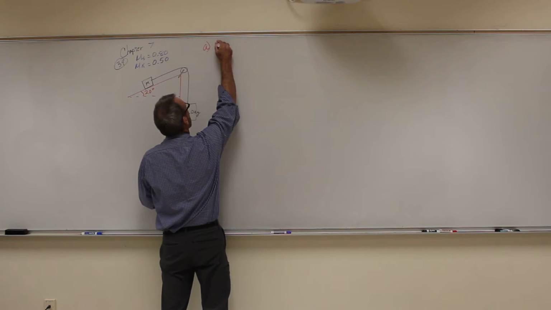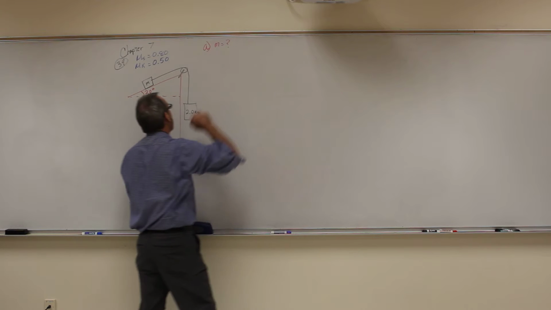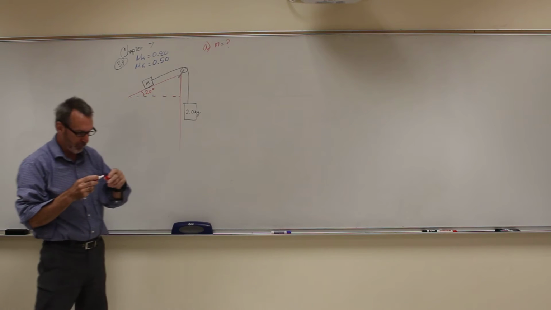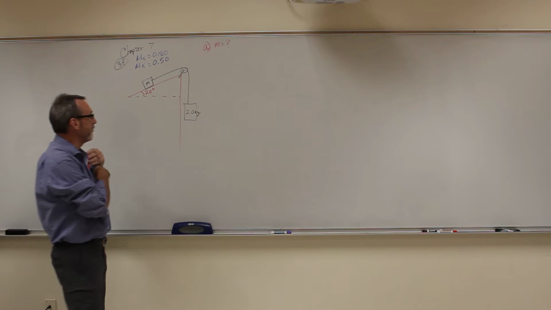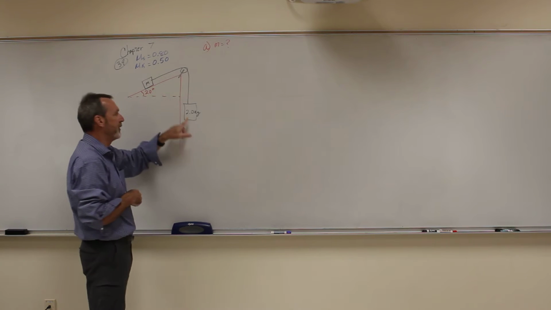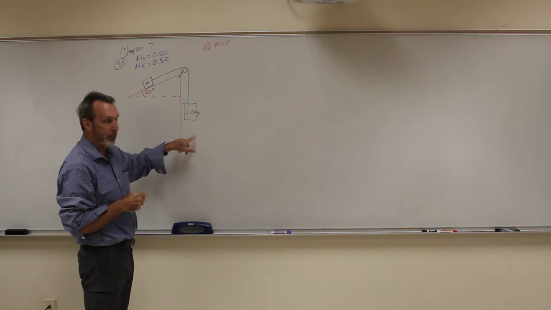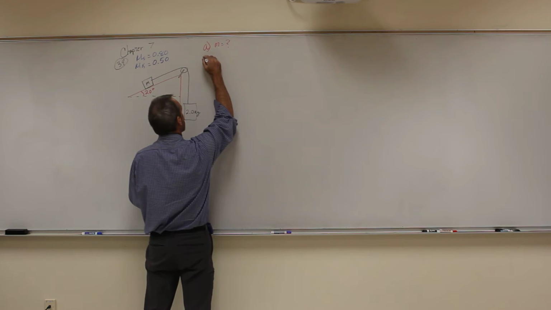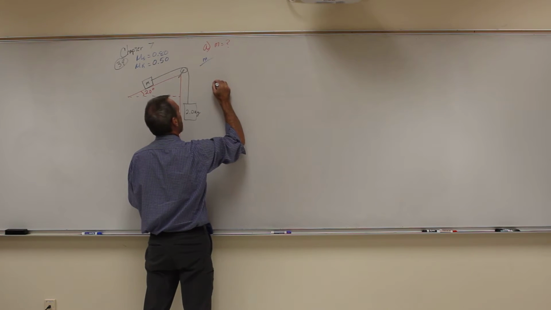where we're trying to find the minimum mass of block M so that it doesn't move. So what do we need? We need a free body diagram. We're going to do 2 free body diagrams, one for each weight. So for block M, we're going to do a free body diagram. This is what we have.